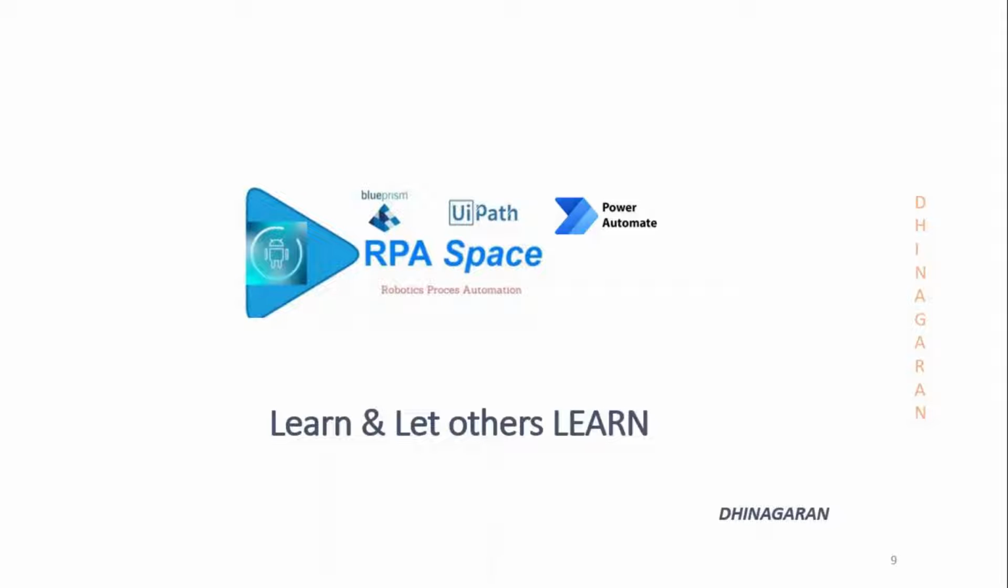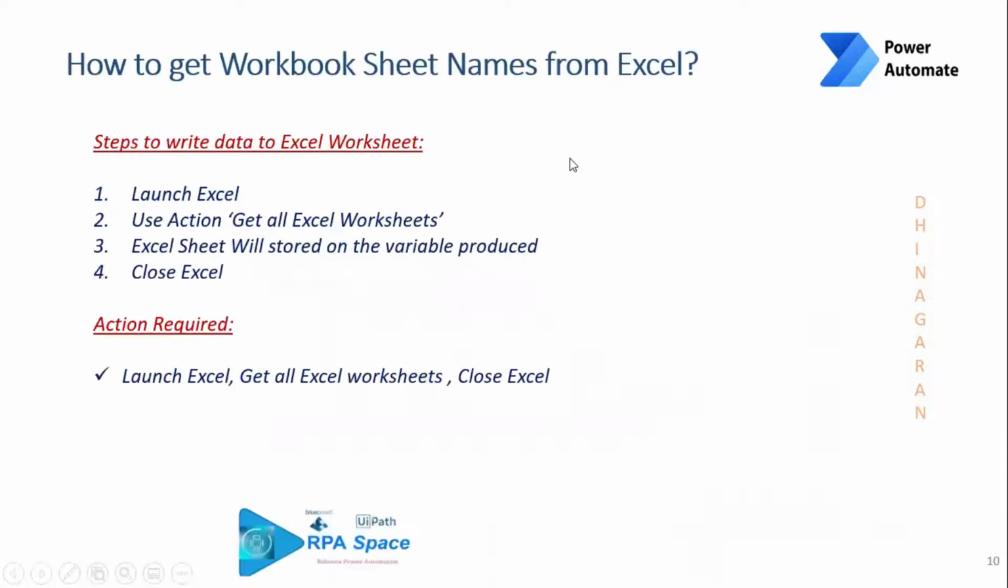So today in this video, we are going to see a small exercise using Power Automate, which is going to help us understand how to get Excel worksheet names from an Excel workbook. In case you have multiple Excel worksheet names and you want to check or validate in your business flow whether a particular Excel sheet exists in your Excel workbook or not, this activity can be helpful.